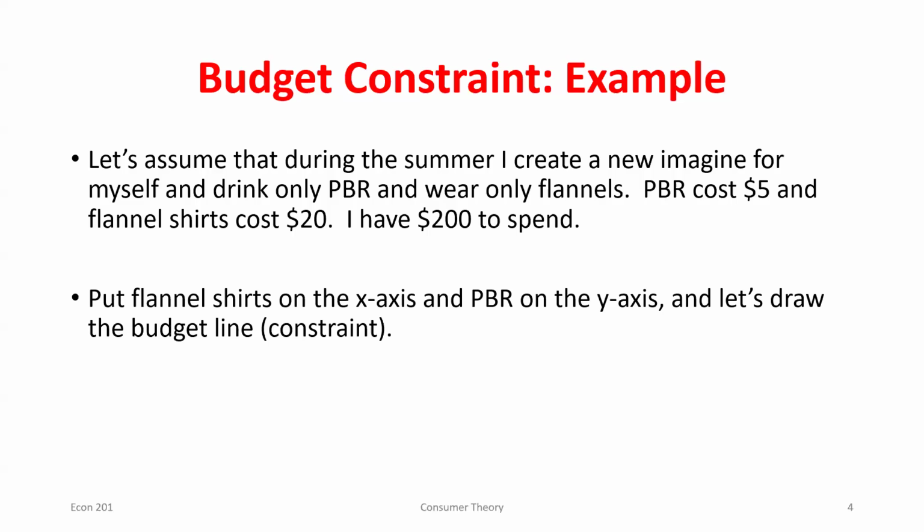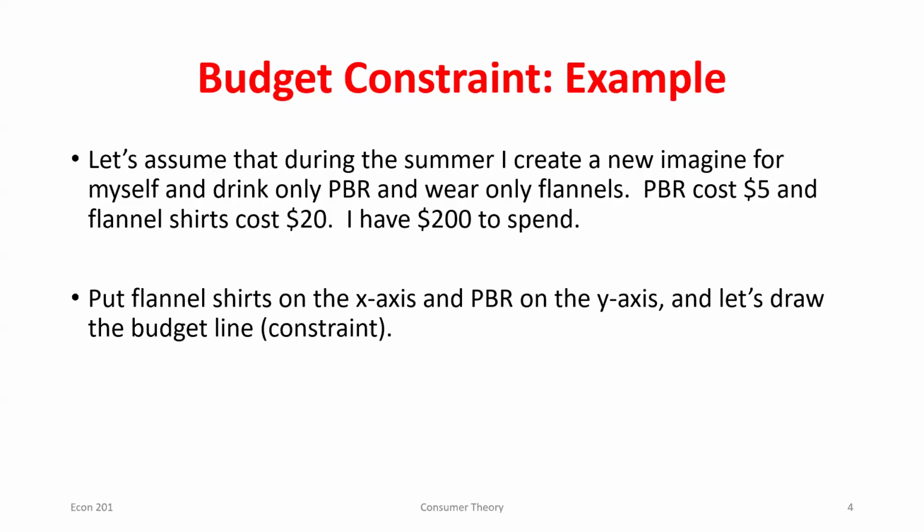The price of a flannel shirt is 20. Price of that Y good, or PBR, is, what did I have? 5. Okay. So how would I construct my budget constraint or my budget line? Well, if I was writing this out, we said when I'm spending all of my income, it's the price of my Y good times the quantity of that Y good I'm buying plus the price of my X good times the quantity of the X good that I'm buying. Okay. Now I could plug in my prices and plug in my income, right?